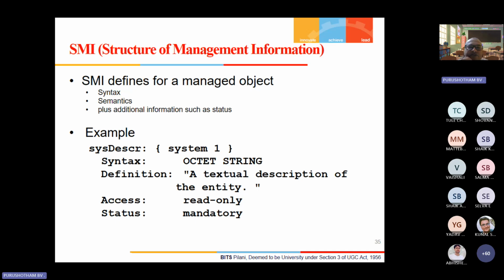Now this is how an SMI looks. So basically SMI defines for a managed object the syntax, semantics, plus any additional information such as status. Example, sysDescr: the system, we call it system 1, the description is system 1. Syntax is octet string. So anything which is being stored is nothing but an octet string only. So a textual description of the entity is the definition.